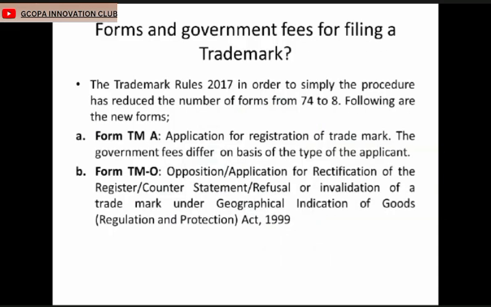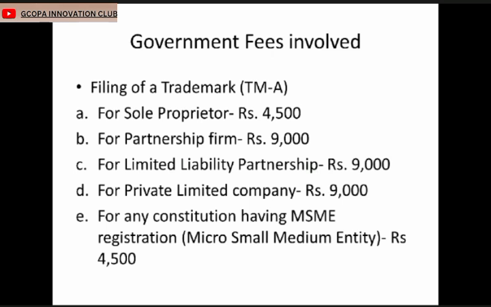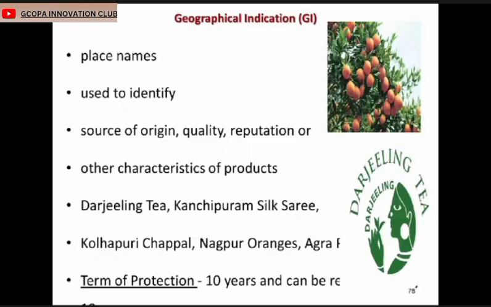So for trademark filing, you have to fill in TMA form, that is registration of trademark application, and the fees for online filing for sole proprietor MSMEs is 4,500. For the rest, it is 9,000 rupees.